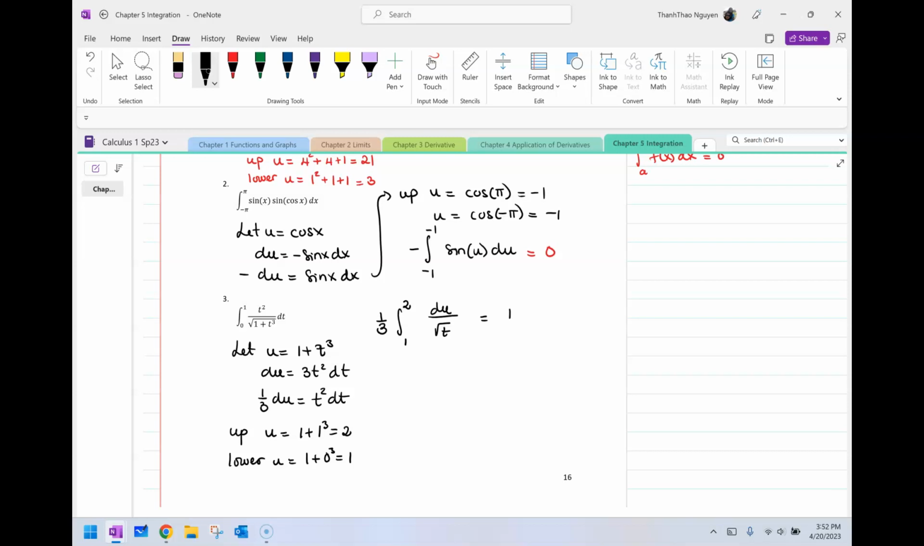So then what do we have? 1/3 integral from 1 to 2, and this is what? One over root t, that is t to the negative 1/2 dt. So this is 1/3 times 2t to the 1/2, evaluated from 1 to 2. That is 2/3 root 2 minus 2/3.